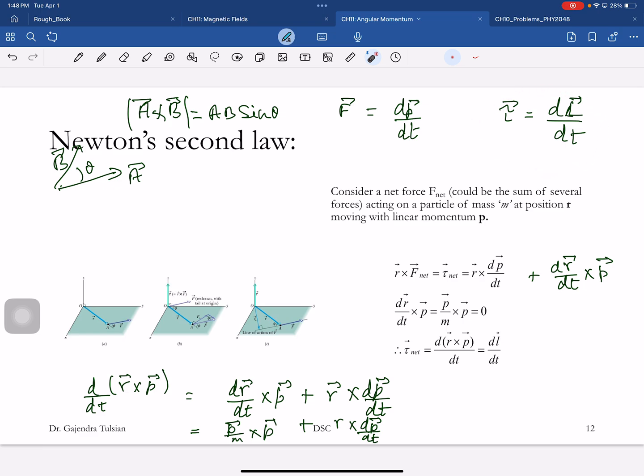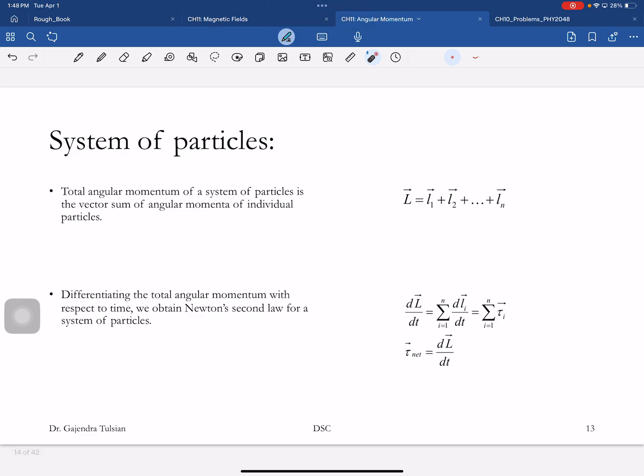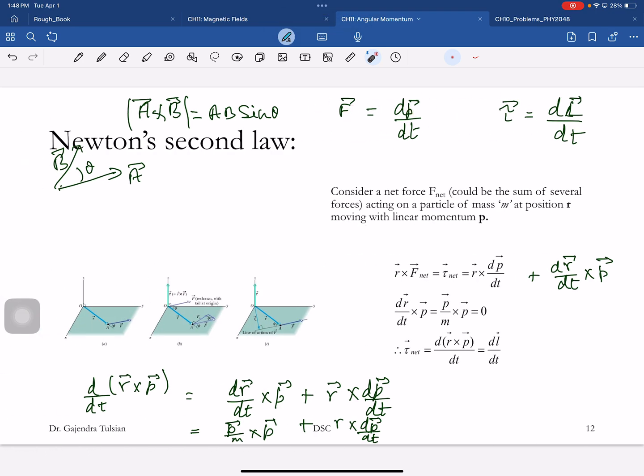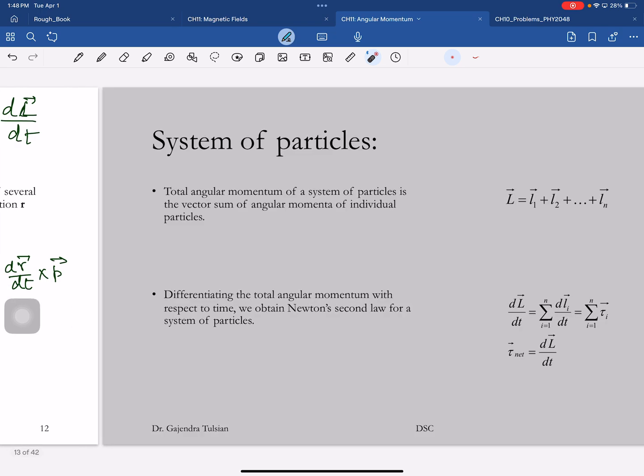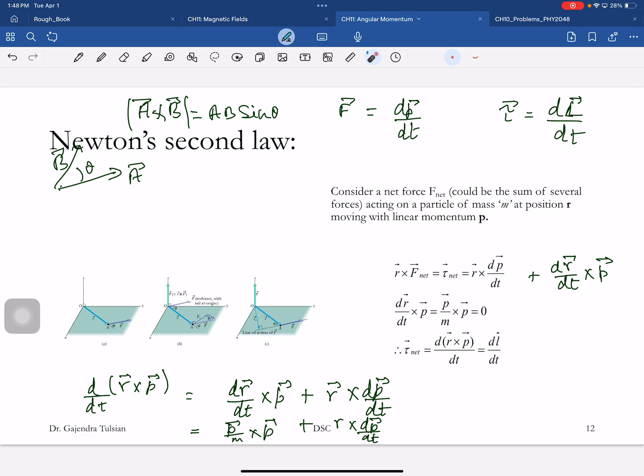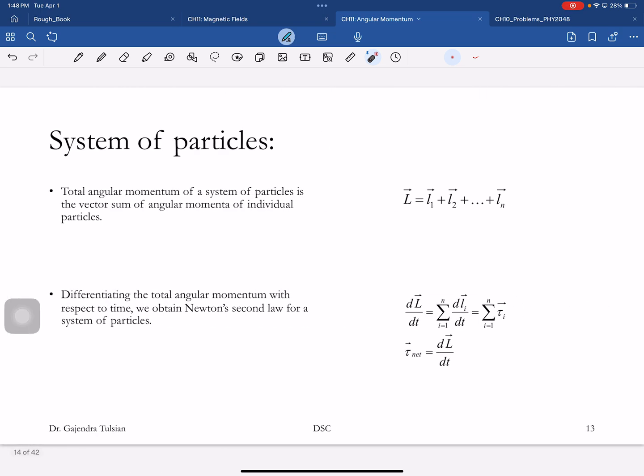The torque acting on an object, just like this applies to a single particle, applies to a system of particles. This one applies to a single object and it applies to a system of objects. The total angular momentum of a system of particles is the sum of the angular momenta, and you're calculating about the same point. The time rate of change of the total angular momentum is equal to the net torque acting on the system. The net torque is just the torques acting on individual particles of the system.